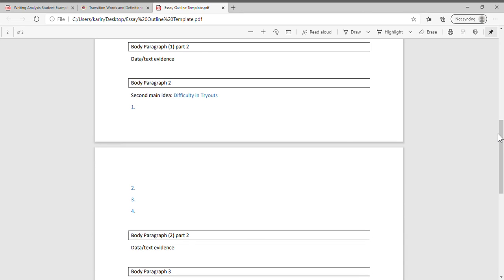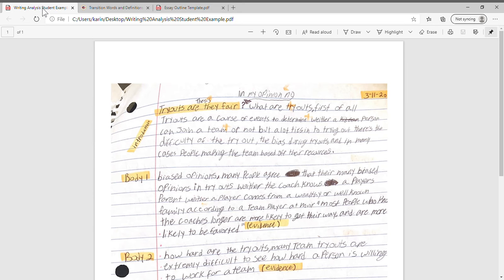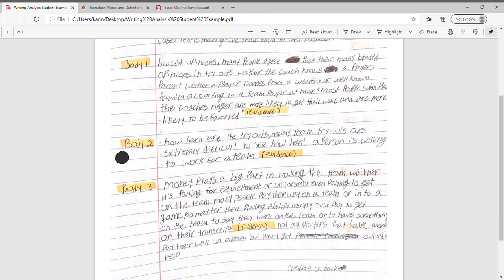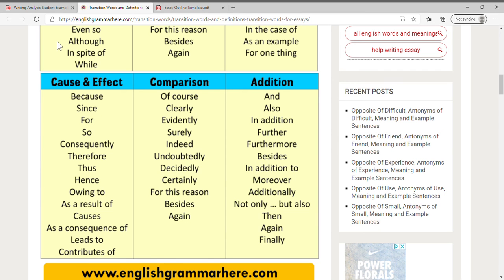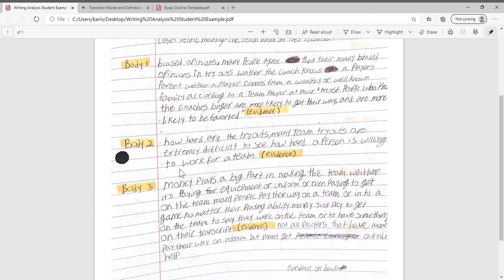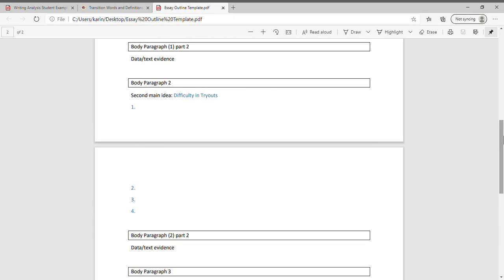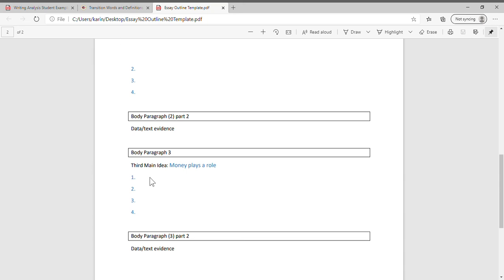For body paragraph number 2, your second main idea is difficulty in tryouts. So once again, I listed 1 through 4, so you can write out your sentences individually. And I would like to see more details for body paragraph number 2. I only see 1. So many team tryouts are extremely difficult to see how hard a person is willing to work for a team. So let's include more details so you can find more evidence from primary sources or reputable sources. And once again, use transition words to help you. Body paragraph number 3 is looking great, just like body paragraph number 1. So once again, all you have to do is write it out in complete sentences and include your data and text evidence.